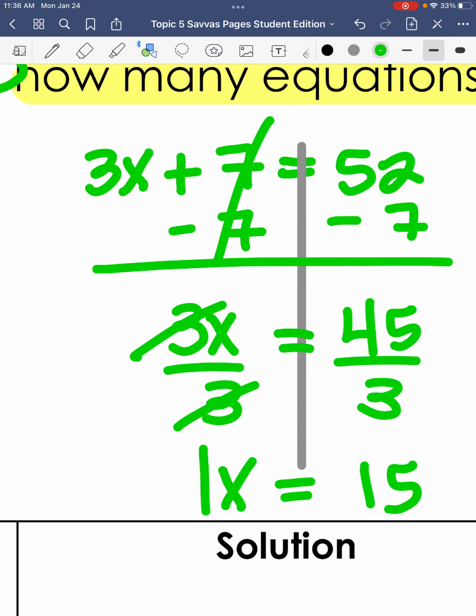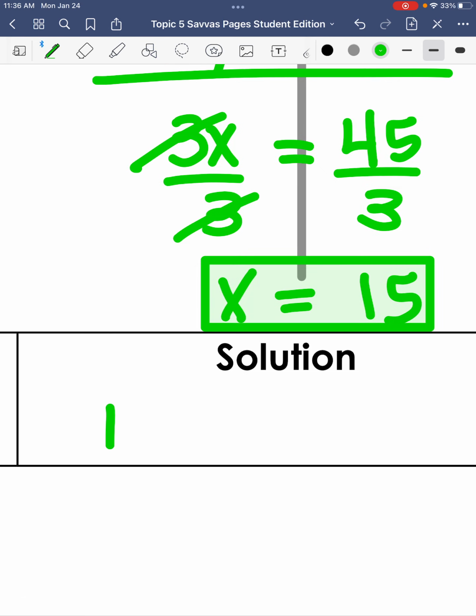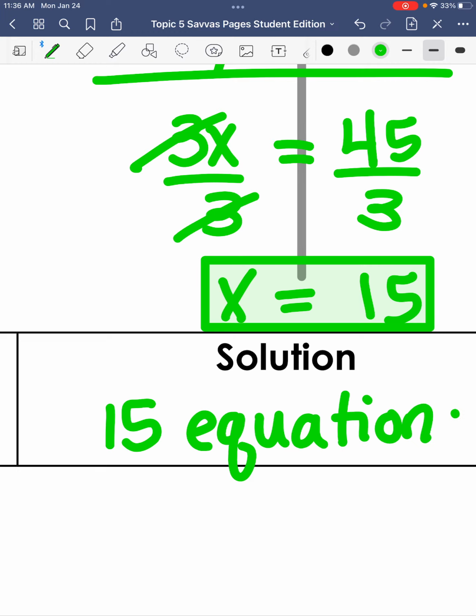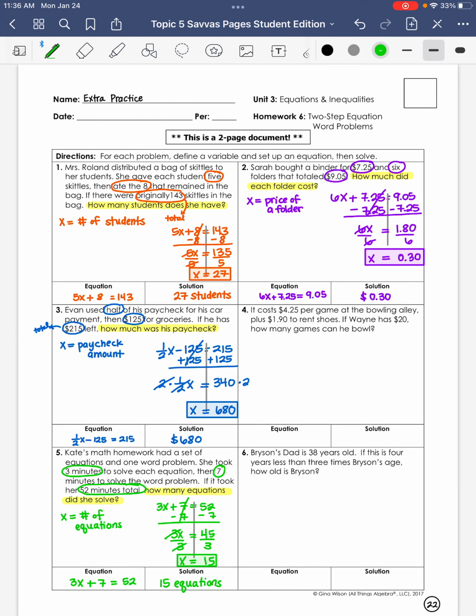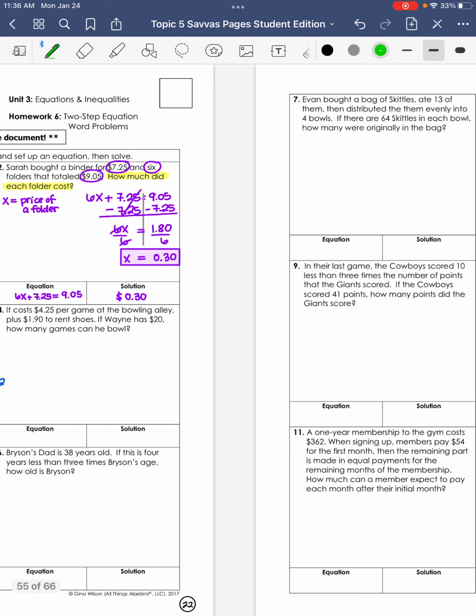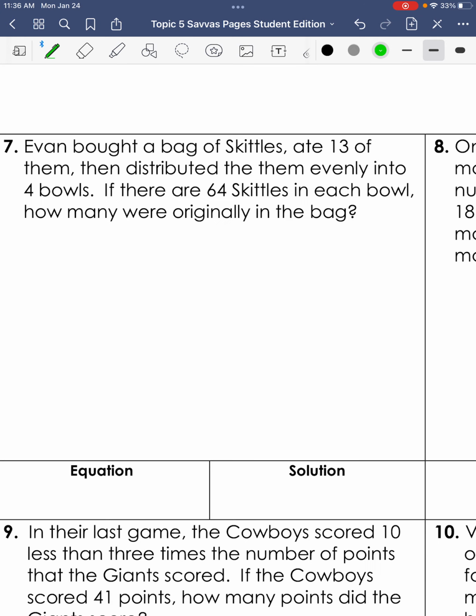Well, 15 what? 15 equations, right? So 15 equations is our answer. Okay, let's do one more, and let's do number 7 right here.